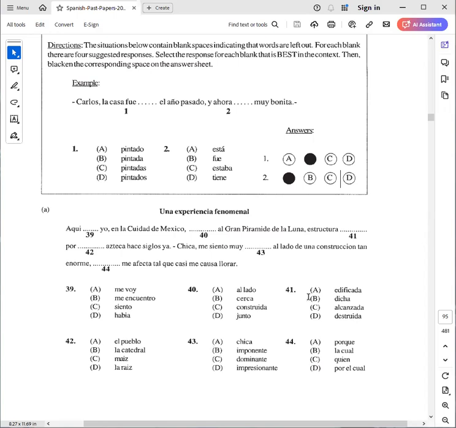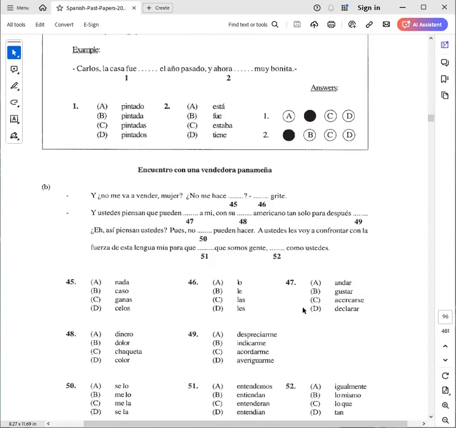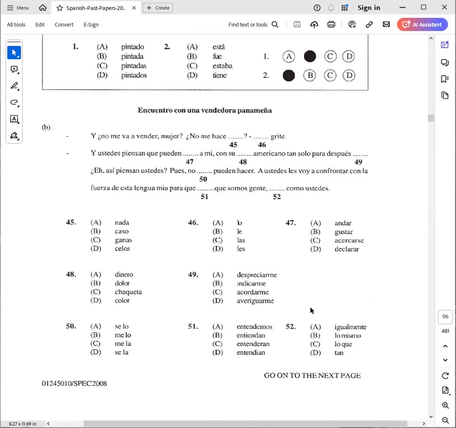All right. Next one. Encuentro con una vendedora panameña. Y no me va a vender, mujer. Number 45, no me hace caso. Number 46, D, les grito.